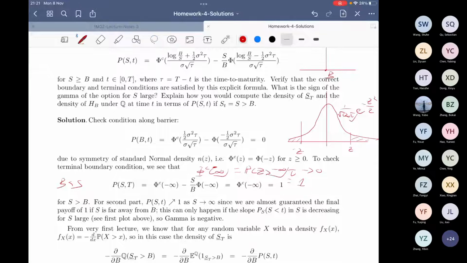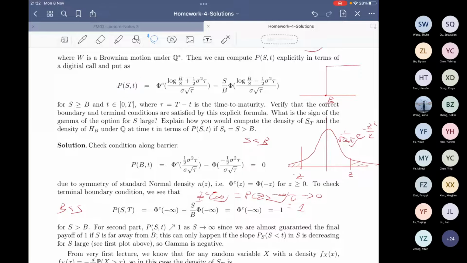Should I be considering the final case, which is if S is less than B, or possibly the formula is not actually valid in that case? I mean, it's obvious that if S is less than B, the thing is worthless. So we can basically just say that P of ST is 0 in that case. I don't think if we actually check the formula that the same formula will actually be true.